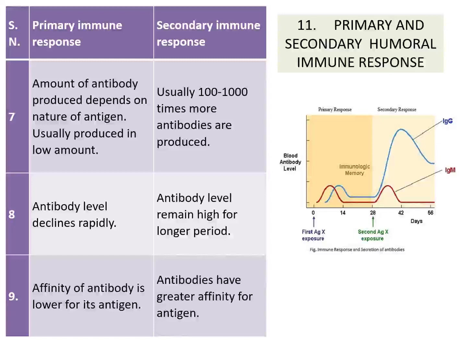Whereas in the case of secondary immune response, antibody level remains high for a longer time. Then, in the primary immune response, the affinity of antibody is lower for the antigen, whereas in the case of secondary immune response, the antibodies have greater affinity for the antigen.